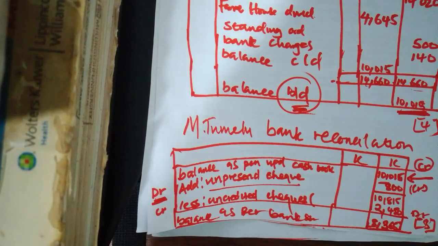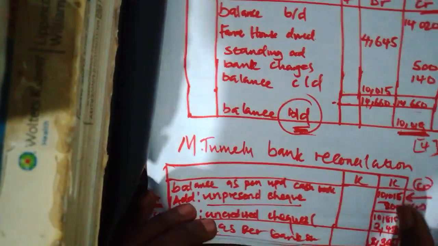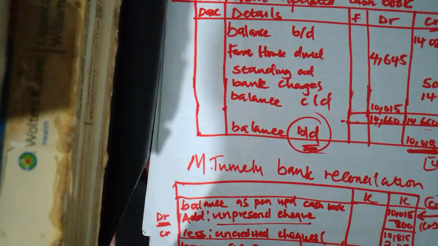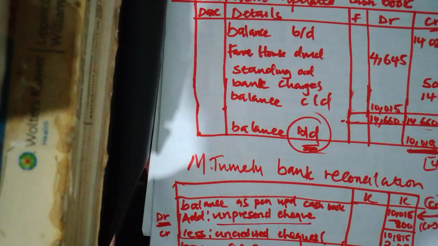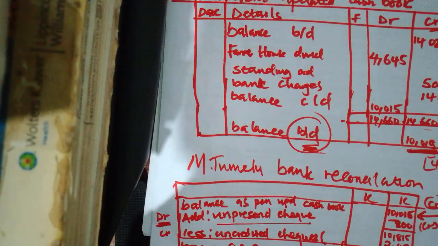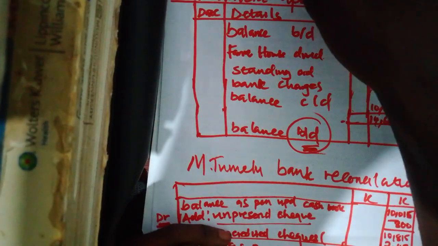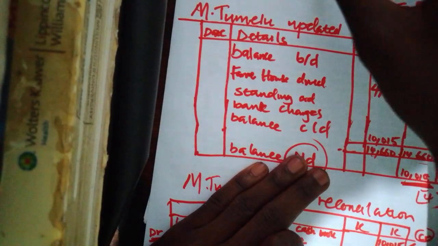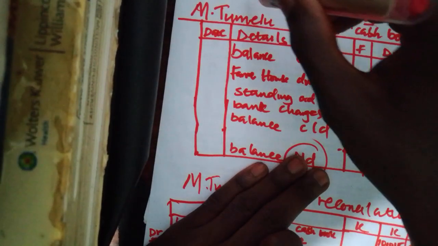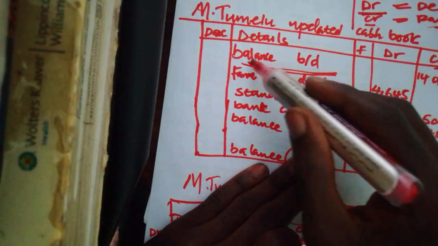So let's recap quickly on what we did. We began by saying that before you start preparing your updated cash book and your bank reconciliation, you have to take into consideration the balance which you are using. You have to use always the balance breakdown for the next month. I told you if it is August, you take the balance breakdown for September. Then if it's September you are dealing with, you get the balance breakdown for November. That's the balance you start with in the cash book.